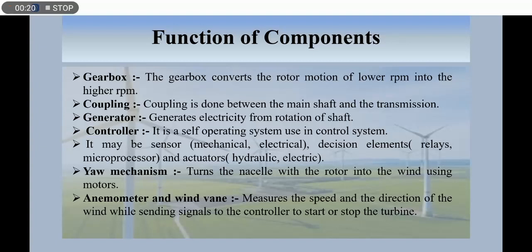Then the controller is a self-operating system used in the control system. It may be a sensor, which may be mechanical or electrical. Then the decision elements are relays or microprocessors, and in the control system a hydraulic or electric system is also used. Yaw mechanisms basically turn the nacelle with the rotor into the wind using motors. The anemometer or wind vane measures the speed and direction of the wind while sending signals to the controller to start or stop the turbine.